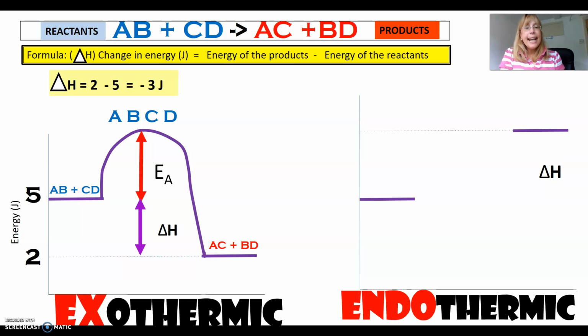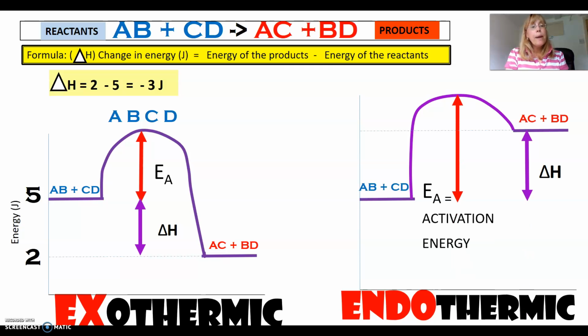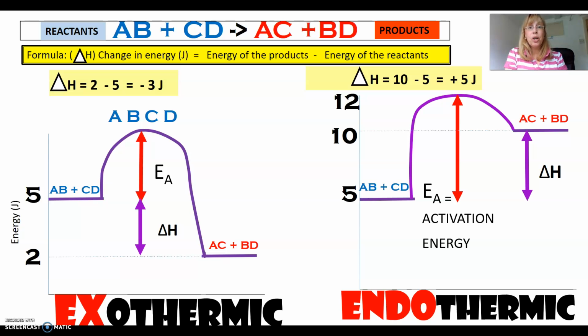Now, in an endothermic reaction, the products have more energy than the reactant. So this time I get an S-shaped graph as opposed to the Z-shaped graph with the exothermic reactions. So my overall change in heat energy is going to be positive this time using that equation. So exothermic and endothermic reactions simply tell us about the energy changes that happen during whatever chemical reaction you are given.